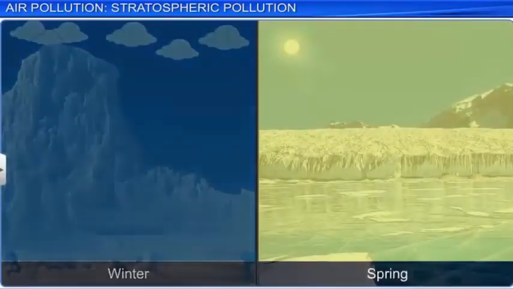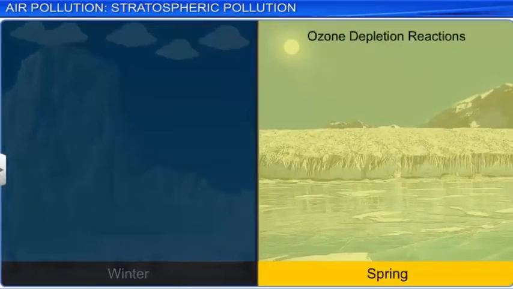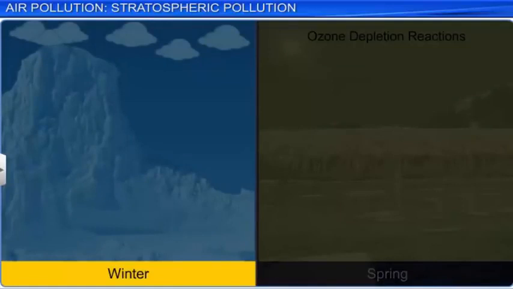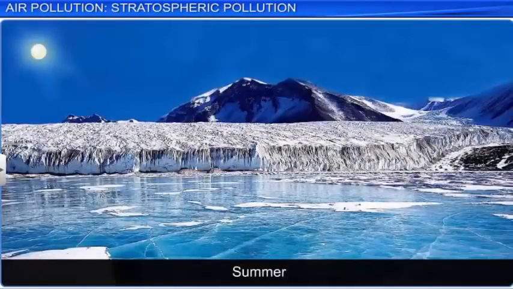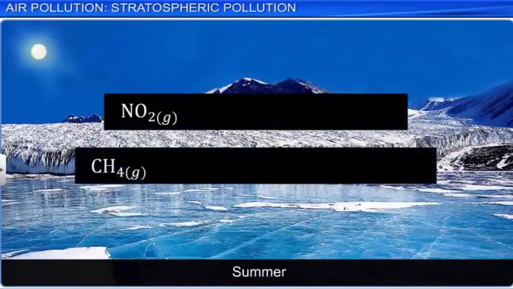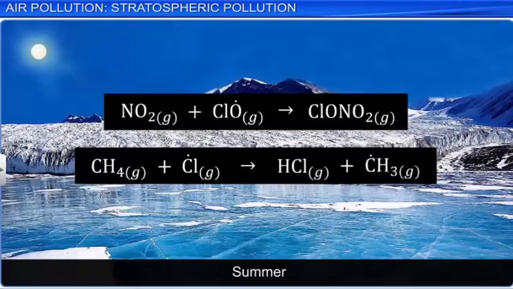In Antarctica, ozone depletion reactions occur in spring as it requires the presence of sunlight. During the dark days of the winter, the region gets covered with polar stratospheric clouds. During summer, nitrogen dioxide and methane react with chlorine monoxide and chlorine free radicals and form stable reservoir compounds like chlorine nitrate, ClONO2, and hydrogen chloride, HCl, respectively.